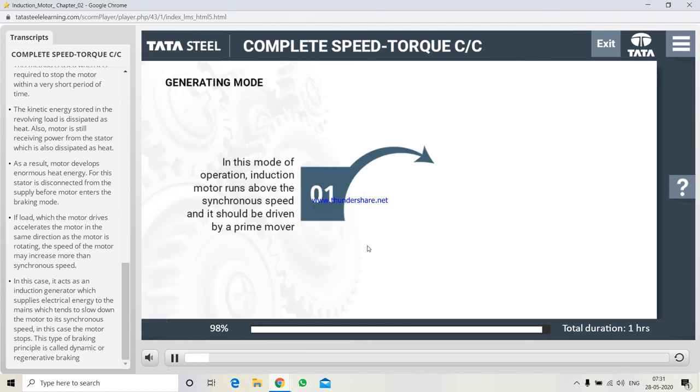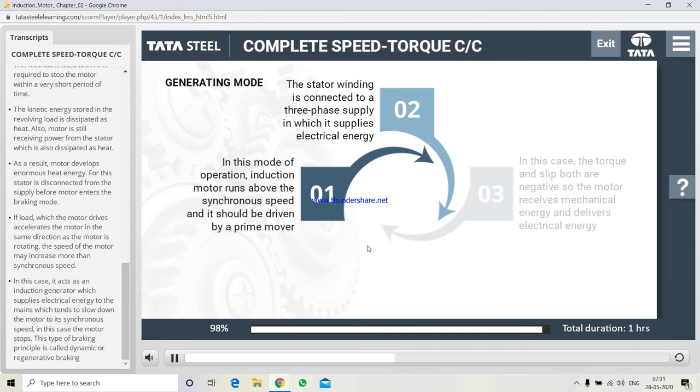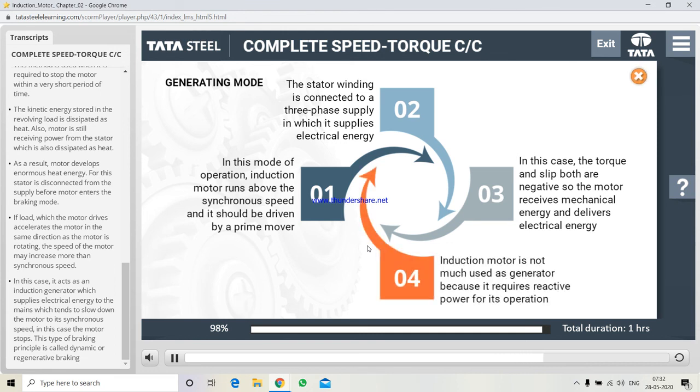In this mode of operation, the induction motor runs above the synchronous speed and it should be driven by a prime mover. The stator winding is connected to a three-phase supply to which it supplies electrical energy. In this case, the torque and slip both are negative, so the motor receives mechanical energy and delivers electrical energy. The induction motor is not much used as a generator because it requires reactive power for its operation.